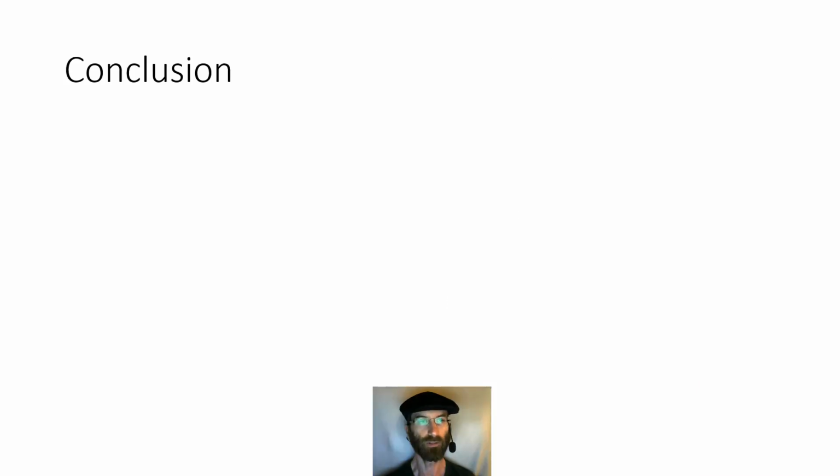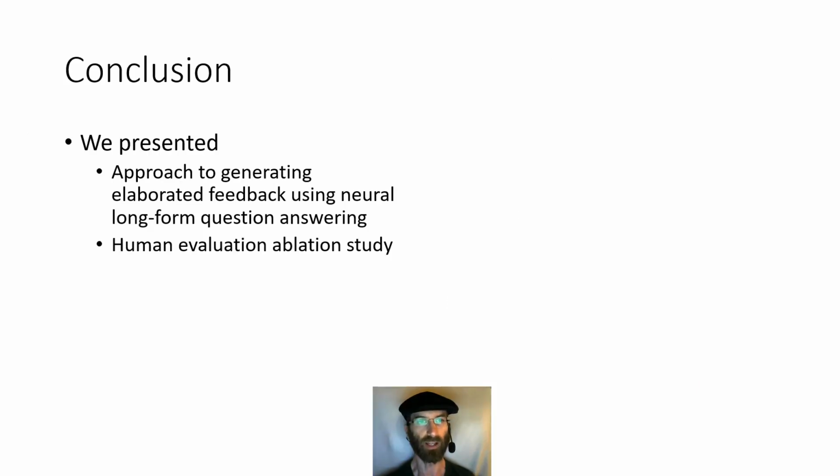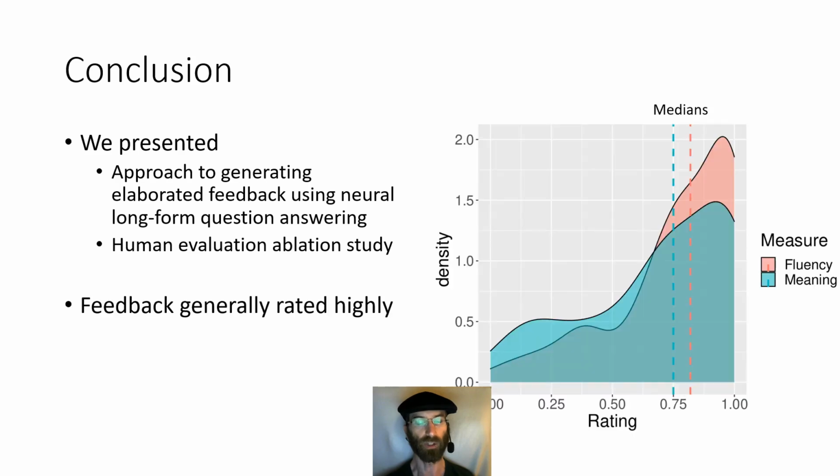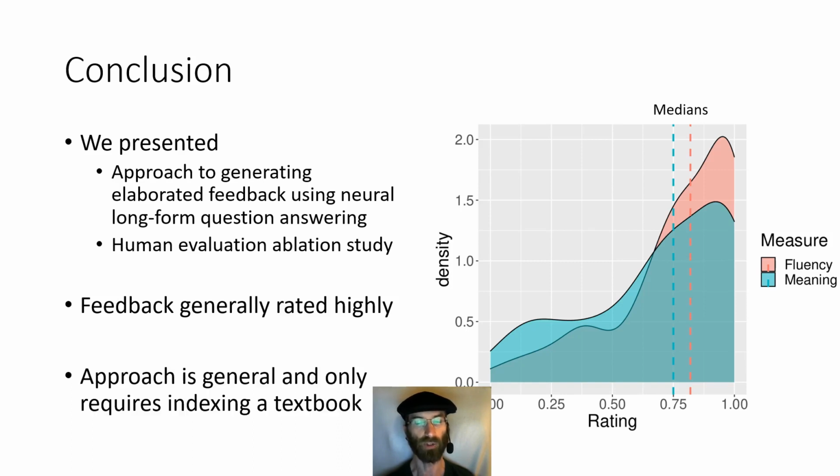In conclusion, we presented an approach to generating elaborated feedback using neural long-form question answering and a human evaluation ablation study. The feedback was generally rated highly. As you can see in this diagram, the medians were 0.75 or higher. And the approach is general and only requires indexing a textbook with an off-the-shelf system like Elasticsearch.